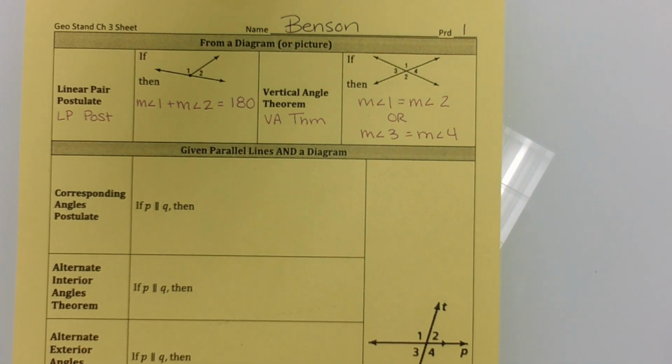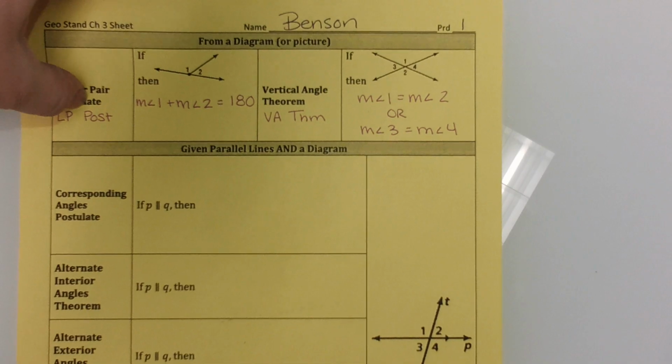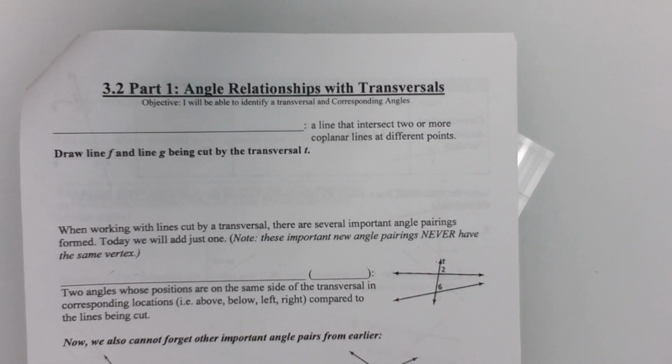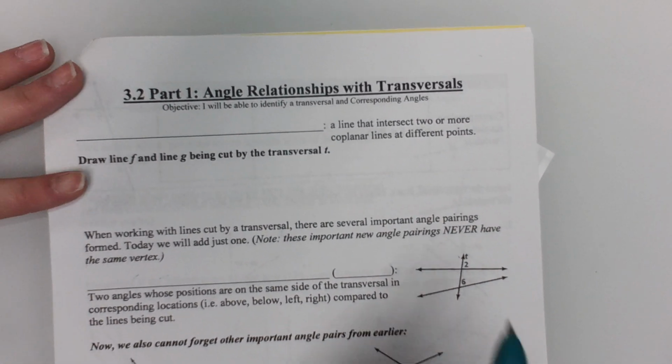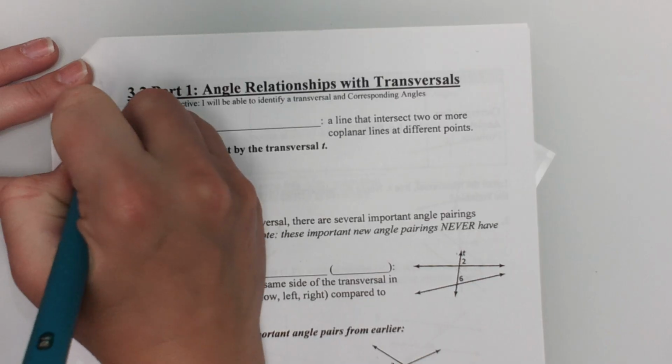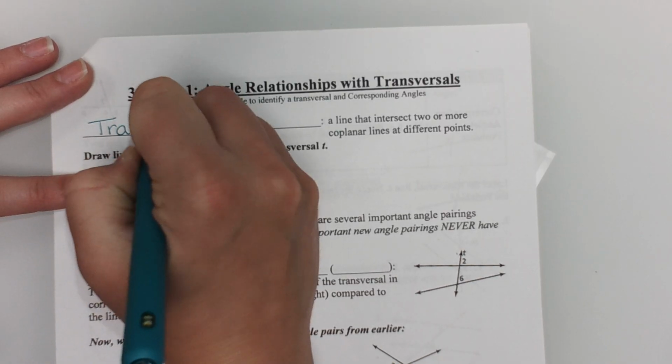Today we're getting into section 3.2, which I believe starts on page 5 of your notes. If you don't have it open, open it. That's where we're going. Today we're adding angle pairs. But these angle pairs all work with what's known as a transversal.